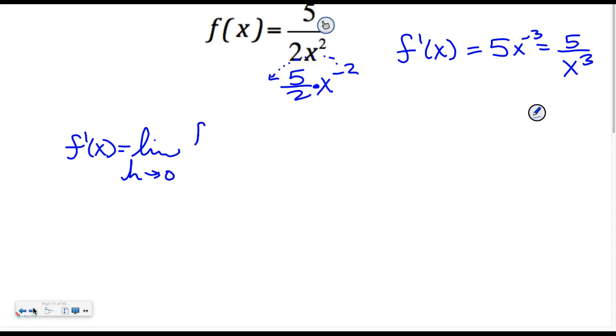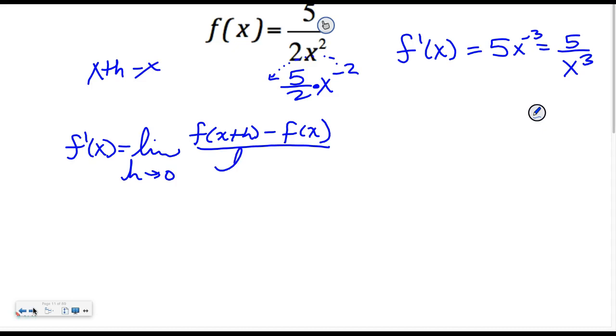What do I do? y2 minus y1. You might say that's not what you're writing. It is. Over x2 minus x1, and it was x plus h as my second one, and my first one was x, so it's just h. So then it becomes the difference quotient. What is f of x plus h?